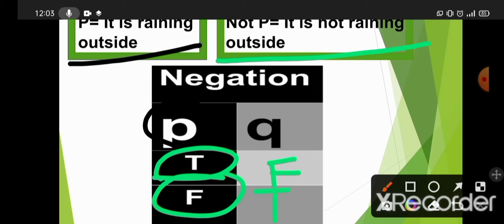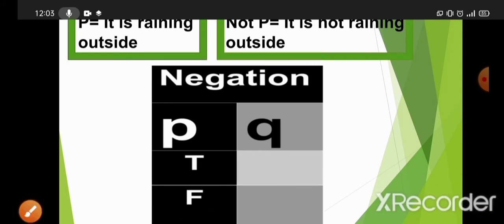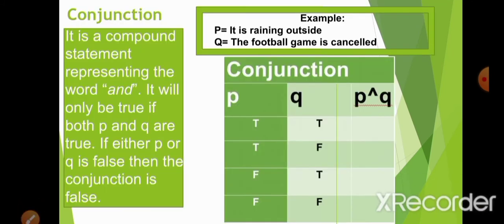So here is the representation of the truth table. Now let's go to conjunction. Conjunction is a compound statement representing the word and. It will only be true if both P and Q are true. If either P or Q is false, then the conjunction is false.